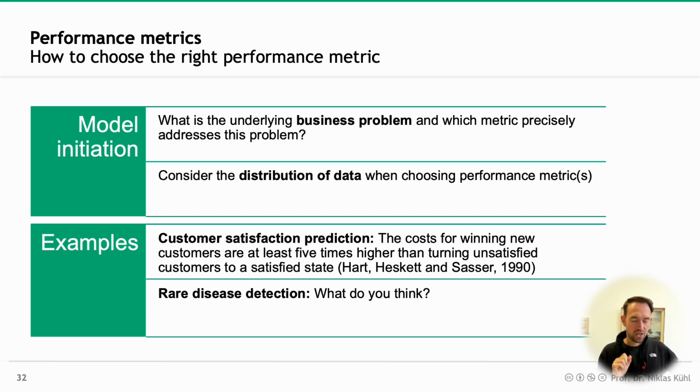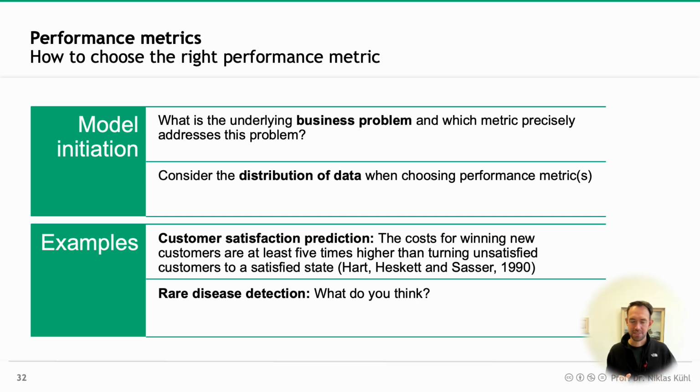So if you recall this example that I had earlier, where we had to identify unhappy customers in the data, there we had a very, very clear message from the customer, because we know that the costs for winning new customers are at least 5 times higher than turning unsatisfied customers into satisfied ones, right? So it's cheaper for me to make an unsatisfied customer happy than getting cold call new customers. So of course, in this case, we picked a score like the F2 score with a higher beta, because recall was more important than precision here, right?